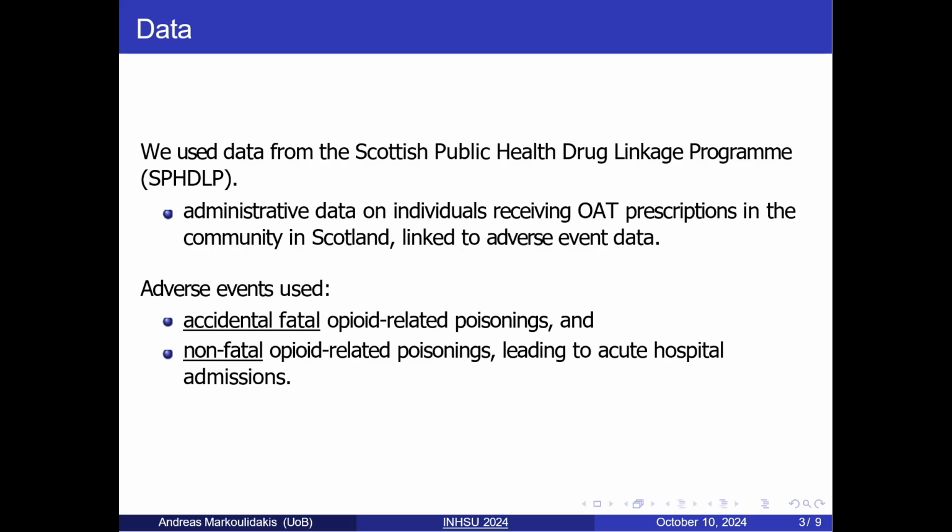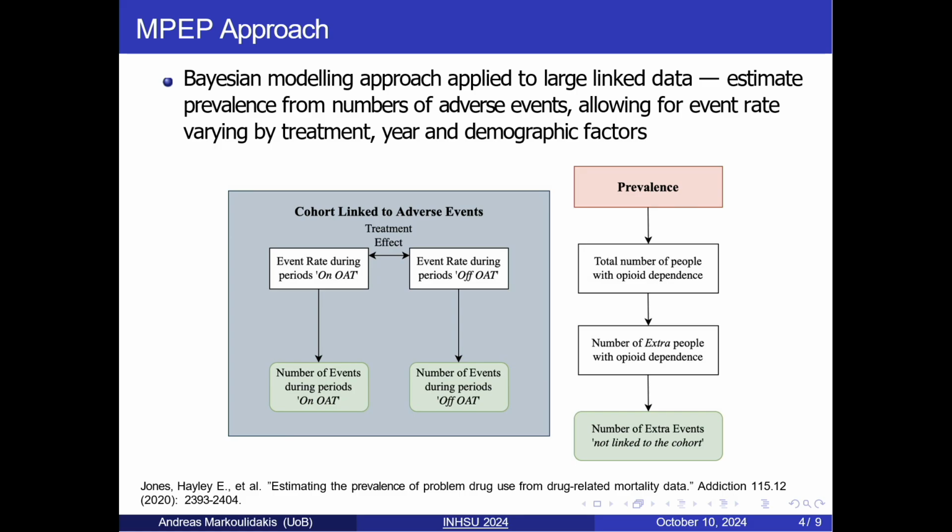Thanks to the Scottish Public Health Drug Linkage Programme, we had a very large data set which included everyone who received OAT in the community in Scotland, alongside accidental opioid-related deaths and accidental non-fatal opioid-related hospital admissions. We used our Bayesian model, which is called multi-parameter estimation of prevalence model, to link this administrative data with these two types of events in order to estimate prevalence of opioid dependence.